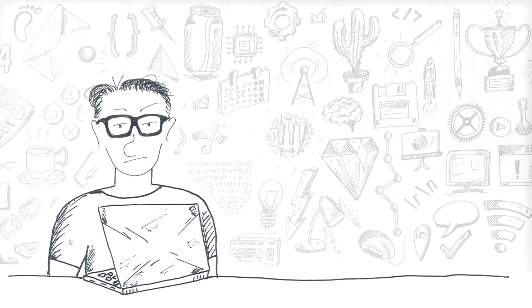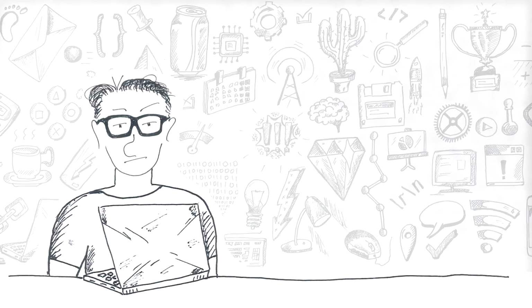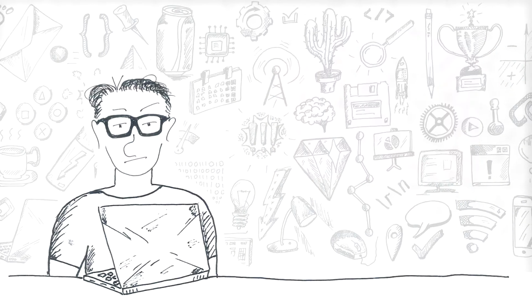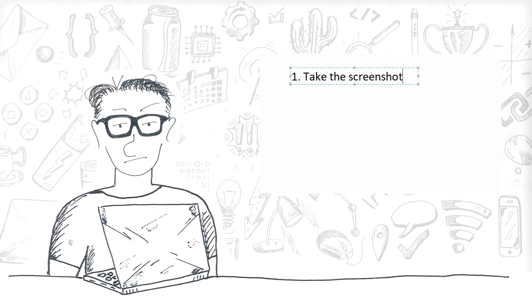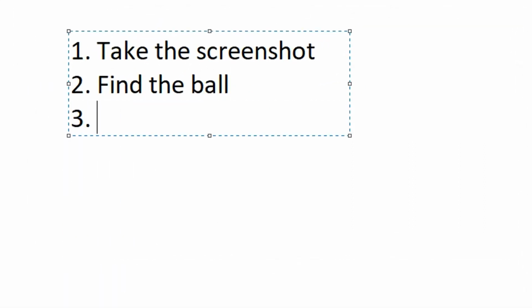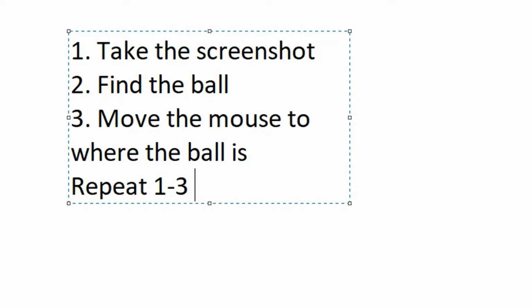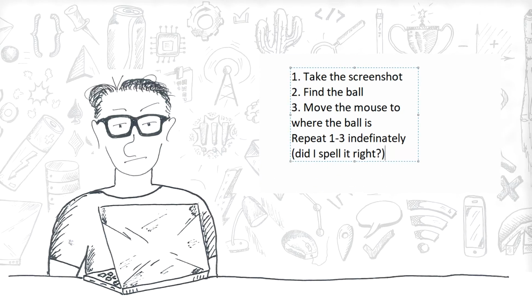Side note, obviously this method is far from ideal. It will fail anytime you have anything else pure black on the screen. But I'd say that should be good enough for now. Next, again, what our plan is here. One, take the screenshot. Two, find the ball on the screenshot. Three, move the mouse where the ball is. Rinse and repeat. Let's locate the ball.